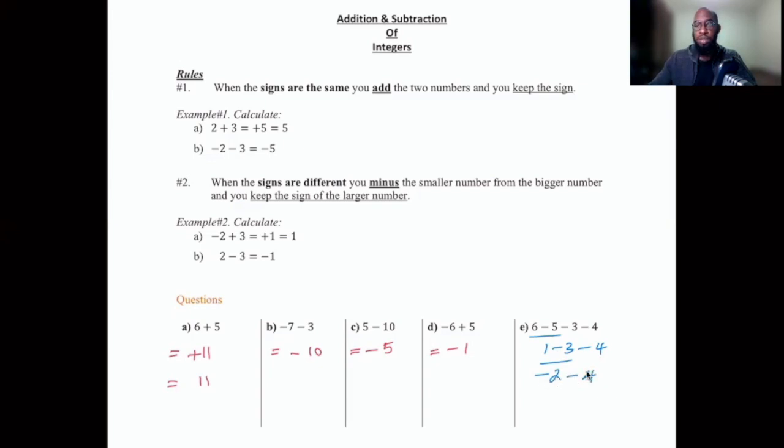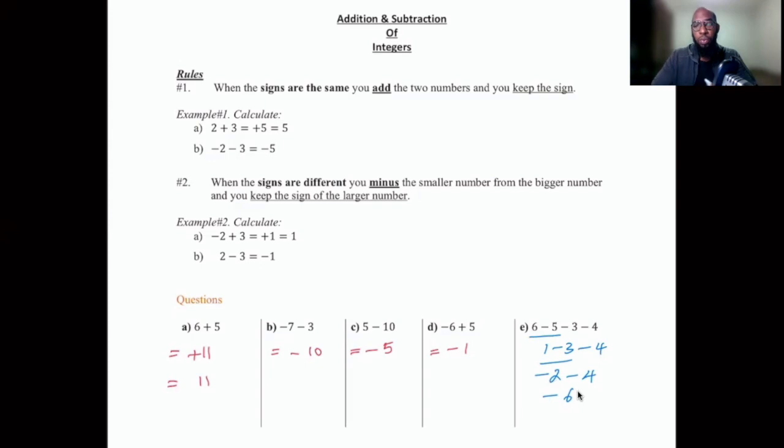Right, now we're going to deal with this here. -2 minus 4. Are the signs the same? Yes, the signs are the same. You add the two numbers, 2 plus 4 is 6. And what sign are we keeping? Negative. So the answer is -6.